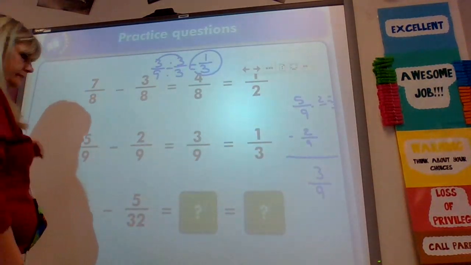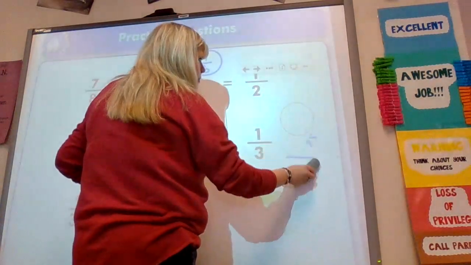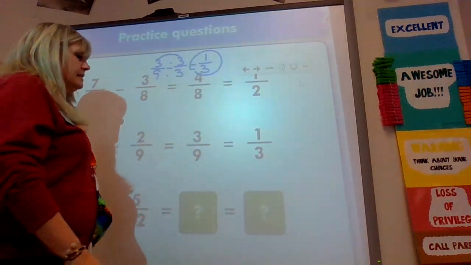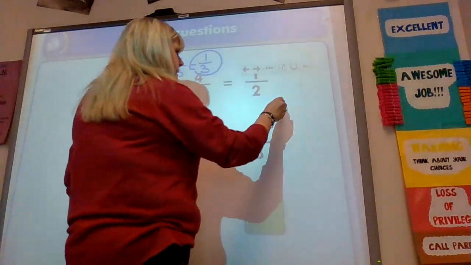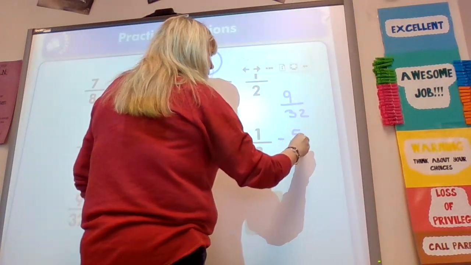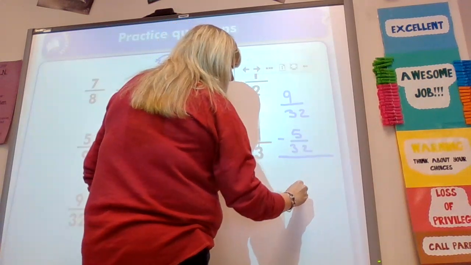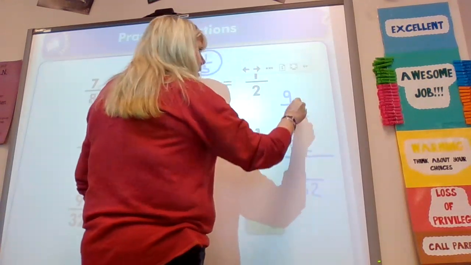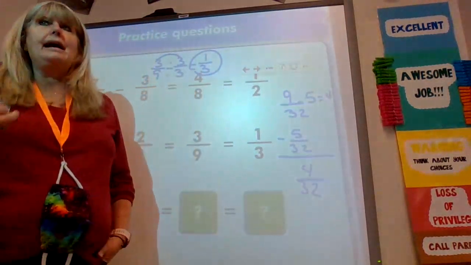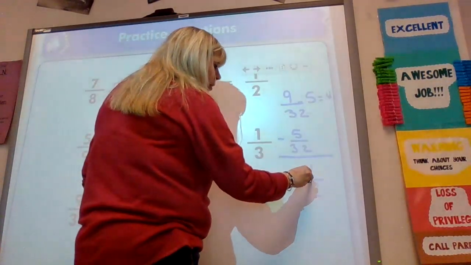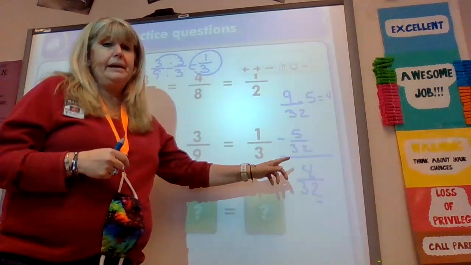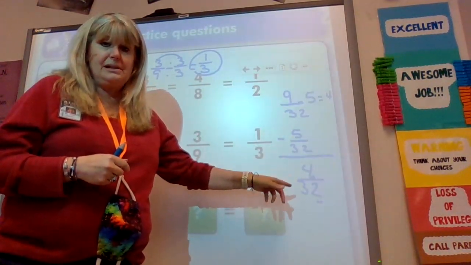Okay, last one on this page. 9/32 minus 5/32. So we are subtracting. My denominator is 32. 9 minus 5 equals 4. 4/32. Okay, I know that 4 and 32 are even numbers. So I can probably get this to reduce down to a simpler form.